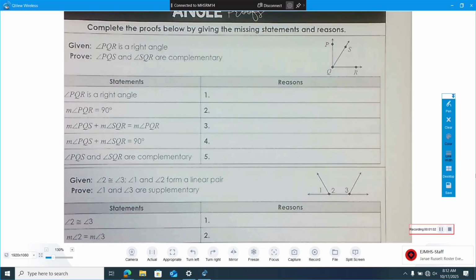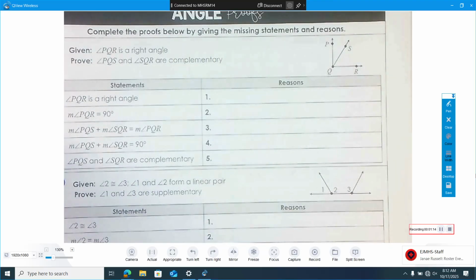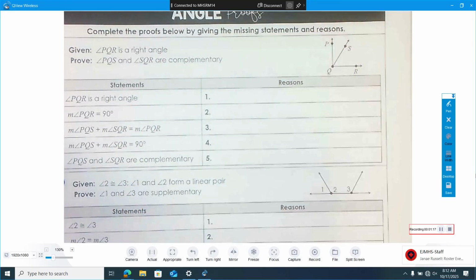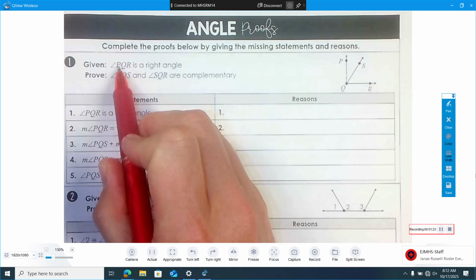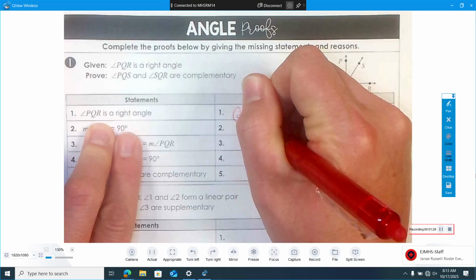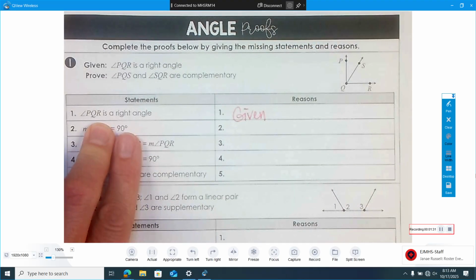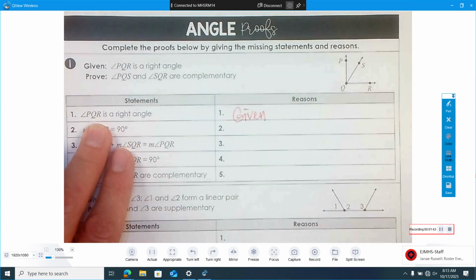So let's try some of these proofs. And again, our job is to kind of go through and figure out how to justify all these different things. So we want to complete the proofs by filling in the missing reasons. So right off the bat, PQR is a right angle. How do we know that? It's given. Hey, please, ladies and gentlemen, do not be that person who writes nothing down on the proofs. This is a free point, isn't it? Yes, it is, okay? So please make sure that you can at least go through and write the given down.